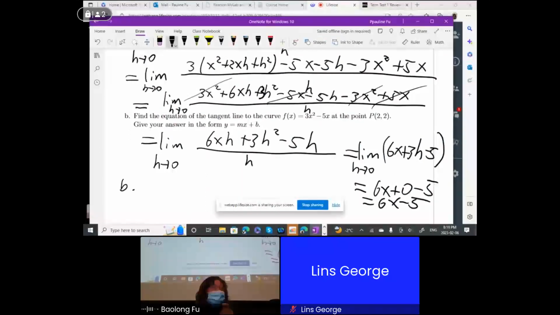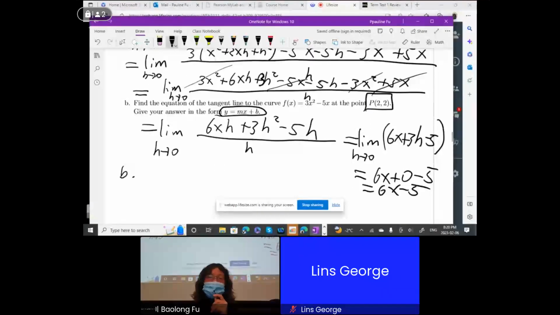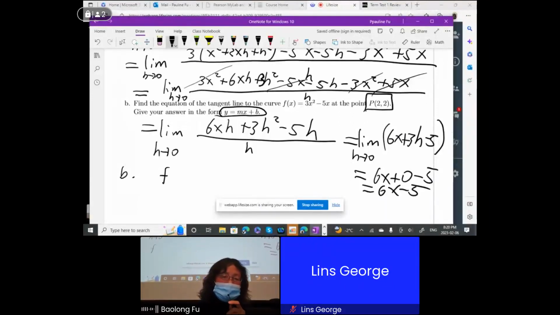Questions? Now part B, find the equation of the tangent line to the curve 3x squared minus 5x at the point 2, 2. To find the tangent line, you are given a point. In high school, if you have the slope and a point, you can write down a straight line. So here we need to find the slope. The slope is the derivative of the function.